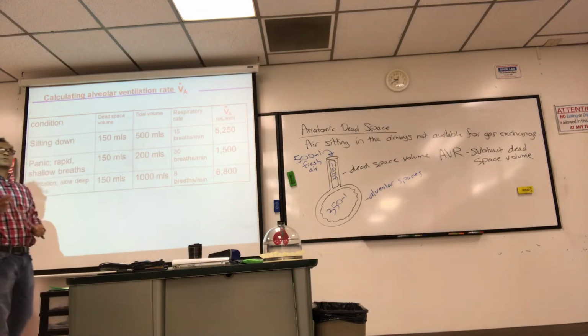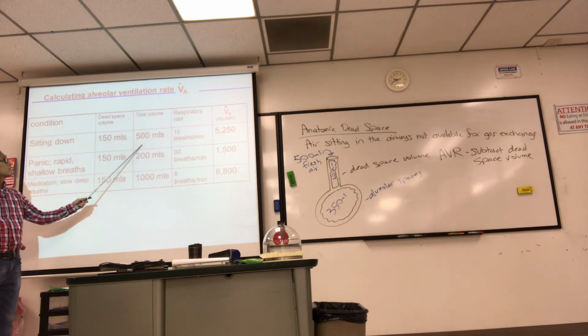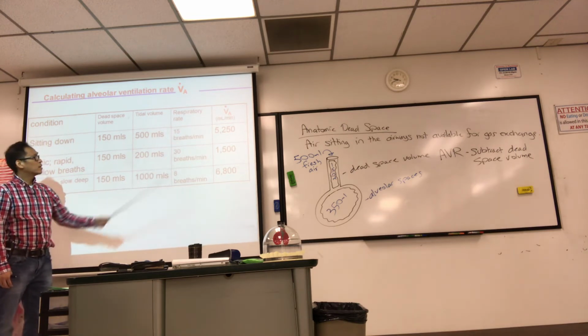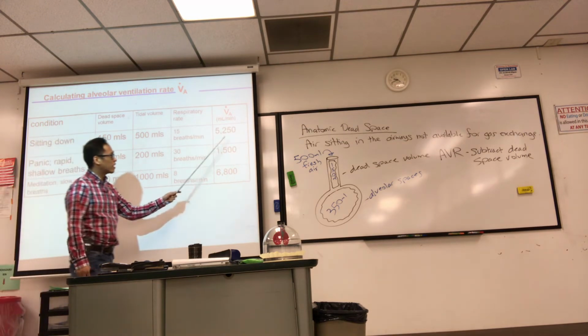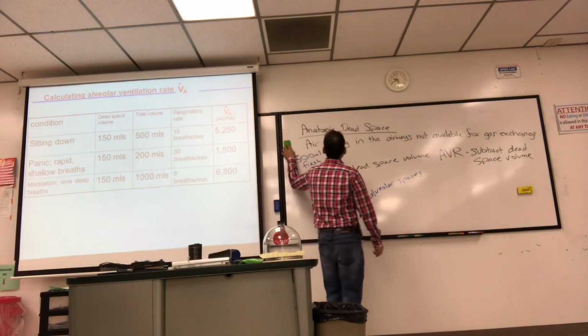So, dead space. Let's subtract it out. Sitting down like you guys are, just normal quiet breathing, let's assume a normal tidal volume of 500, dead space volume about 150, and a normal respiratory rate of 15 breaths per minute. If you calculated it out, you'd get that. So let me put the calculations up here.